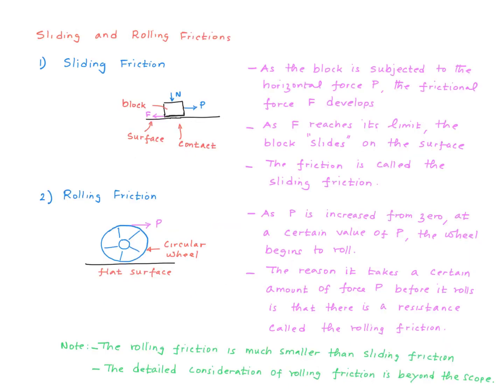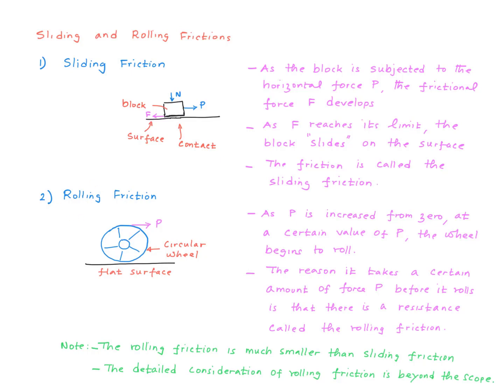Let's also talk about the difference between sliding friction and rolling friction. This is looking at friction from a different angle. So far in our discussions, we've been referring to sliding friction, right? Considering the sliding block model one more time, as we keep increasing the horizontal force P, this resisting frictional force F increases, and at some point it reaches its maximum value, right? And that's when the block is going to start sliding on the surface, right? And this is what is called the sliding friction.